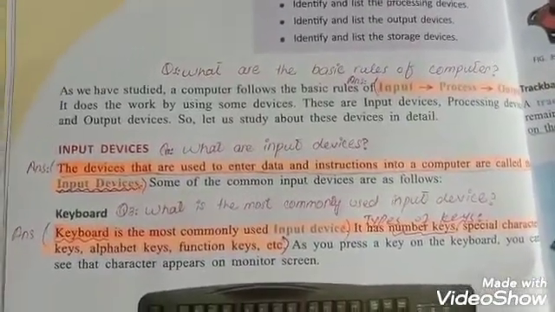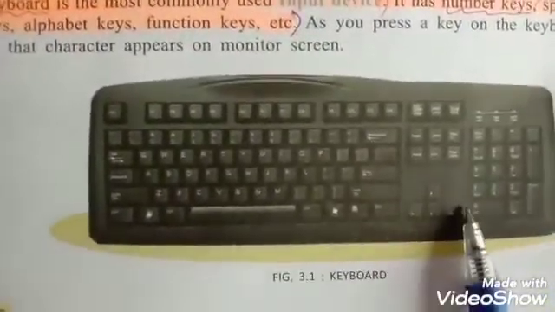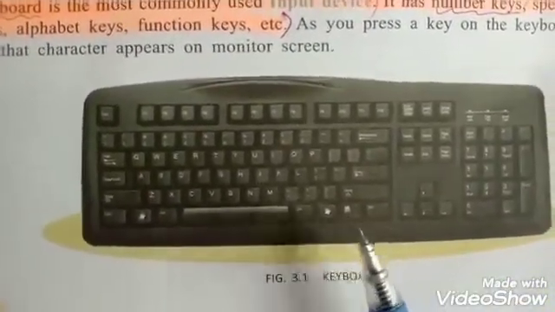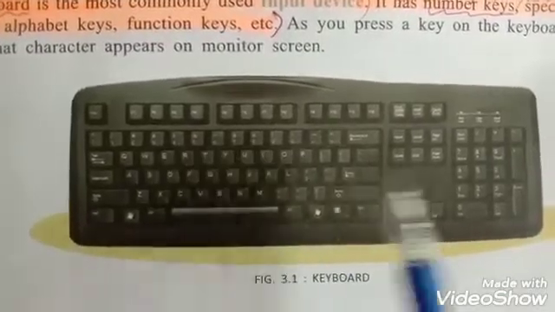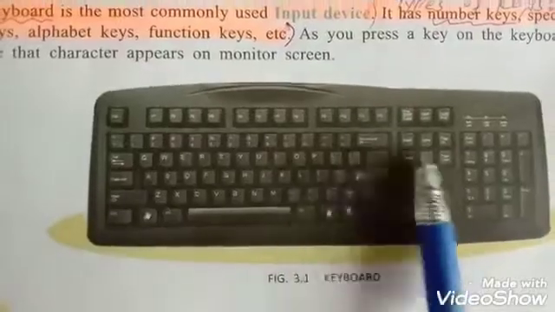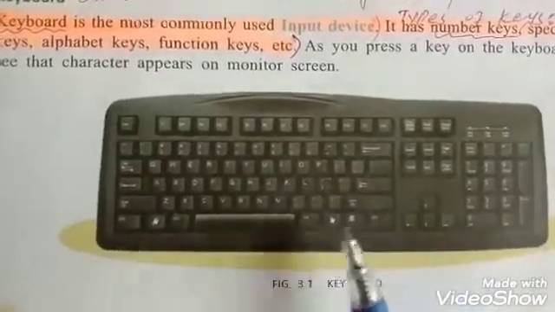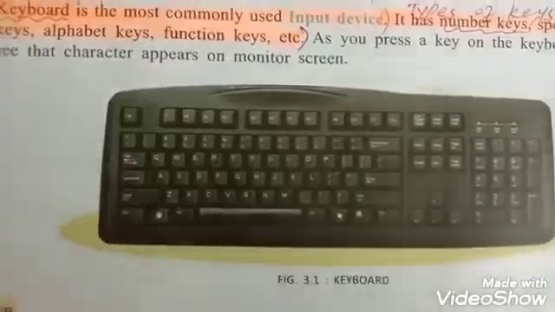First one is keyboard. A keyboard is a combination of keys. These keys are in the form of alphabets, numerics, function keys and special keys, and by using these keys we can enter data in our computer system.